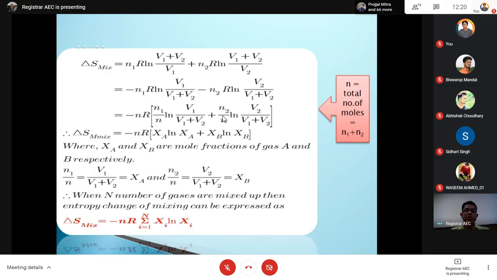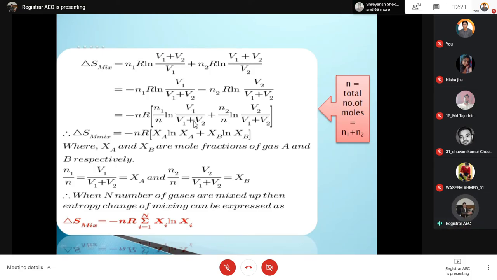What is this, N1 by N or N2 by N? Mole by total mole, what is this? What is the name of this? Mole fraction. So moles divided by total moles: N1 by N1 plus N2 is the mole fraction of gas A. Similarly, N2 by N1 plus N2 is also the mole fraction, of B.